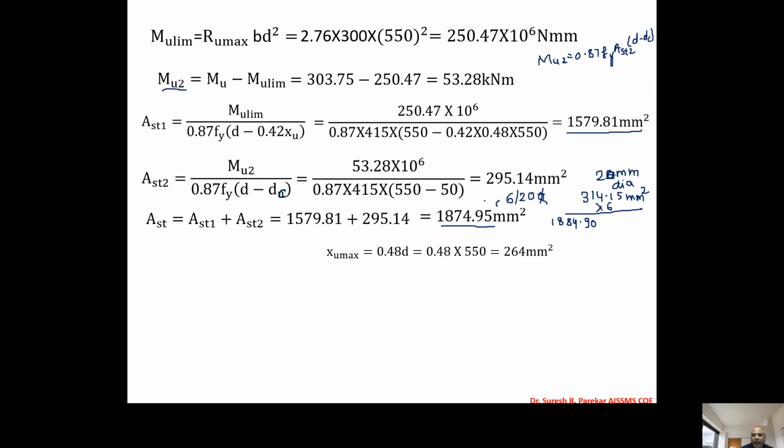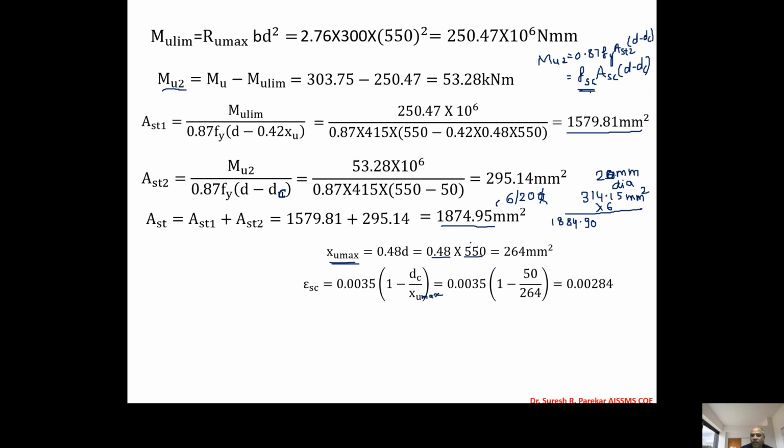Now we have to go for ASC. Now how will we find ASC? So now we will have this as equal to, neglecting FCC, FSC into ASC into (D minus DC). Now we are interested to calculate FSC. This FSC we have to calculate for Xu,max because now we have Mu limit over here. So using the epsilon SC formula, we will put Xu,max, and that Xu,max we have 0.48 into 550, this is our value of D. Substituting these values, we will get 0.00284.